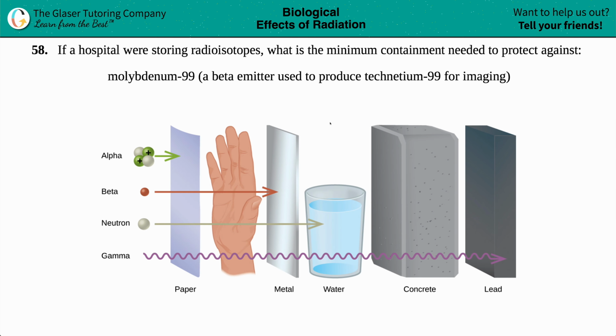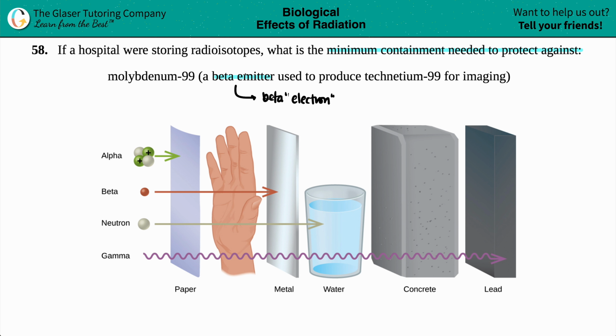Number 58. If a hospital were storing radioisotopes, what is the minimum contaminant needed to protect against? And then we are protecting against molybdenum-99, which is a beta emitter used to produce technetium-99 for imaging. Okay, so if we know that we have some type of metal, in this case molybdenum-99, and it emits beta particles, right? Now a beta particle is just an electron.